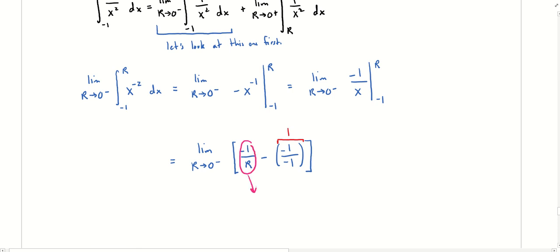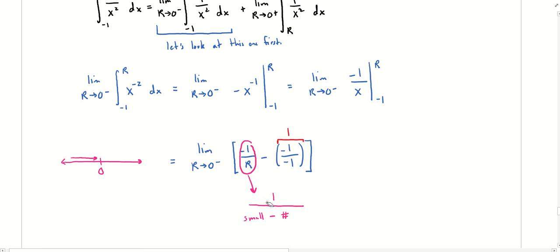So r is going to 0, but it's going to 0 from the left. Meaning, just like we were doing when we were doing limits on their own, r is approaching 0 from the negative side, meaning that r is going to get smaller and smaller, but it's going to stay negative. So this fraction is going to be -1 over a small negative number.